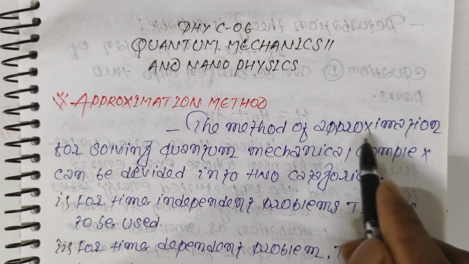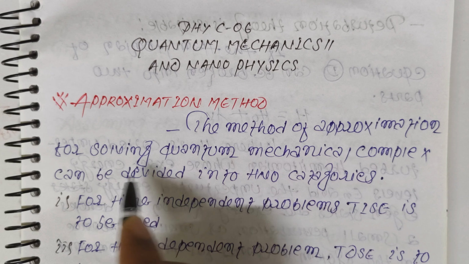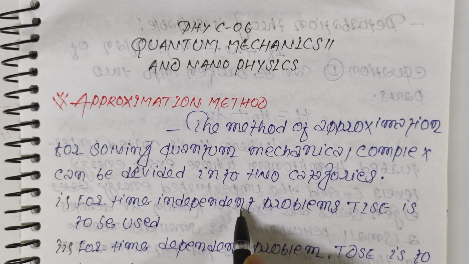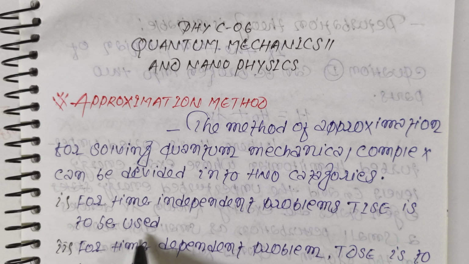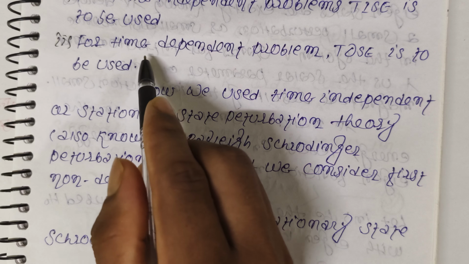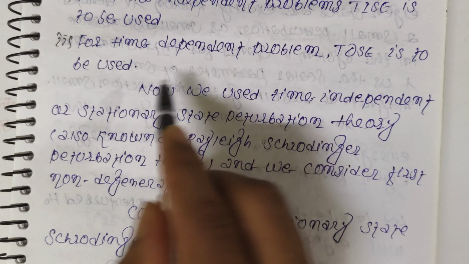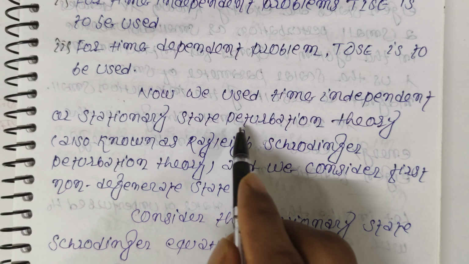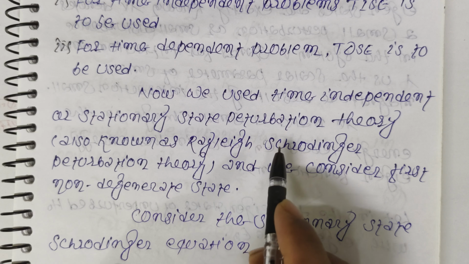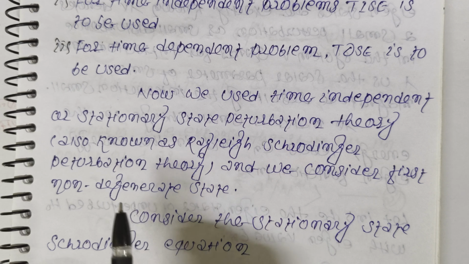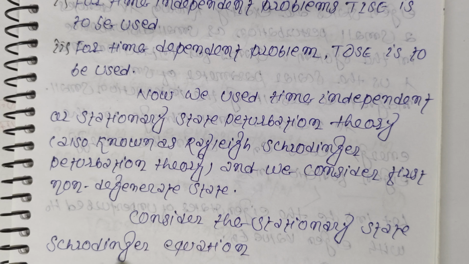The method of approximation for solving quantum mechanical problems can be divided into two categories. First, for the time independent problems, TISE is to be used, and second, for the time dependent problems, TDSE is to be used. Now we use time independent or stationary state perturbation theory, also known as Rayleigh-Schrodinger perturbation theory, and we consider first the non-degenerate state. Consider the stationary state Schrodinger equation H ψ = E ψ.